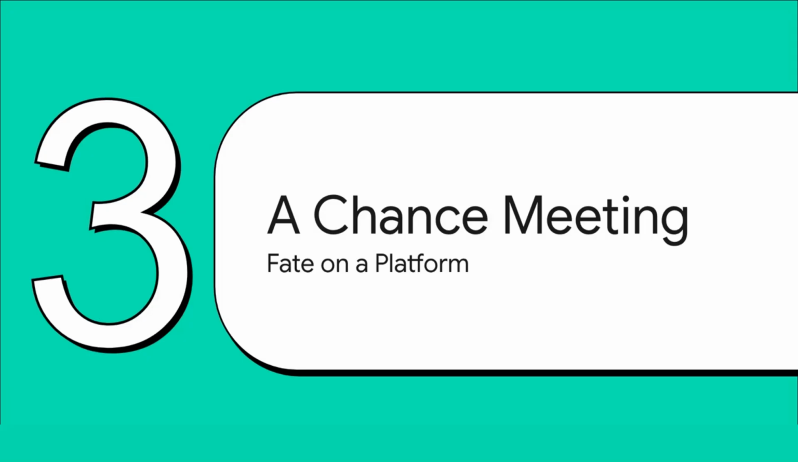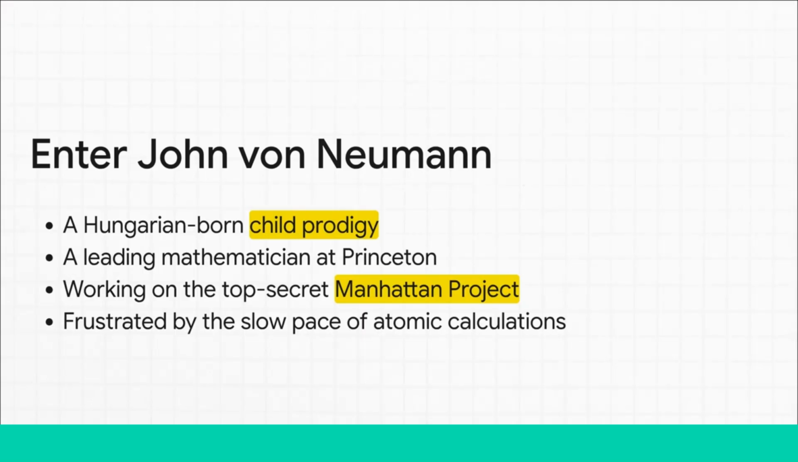Section 3, a chance meeting. The solution to ENIAC's biggest problem didn't come from its designers. It came from fate, from a completely random encounter on a train platform. And this is where John von Neumann walks onto the stage. We're talking about a real-deal genius here. This is a guy who could divide 8-digit numbers in his head at age 6. By the 1940s, he was a top mathematician working on the Manhattan Project.